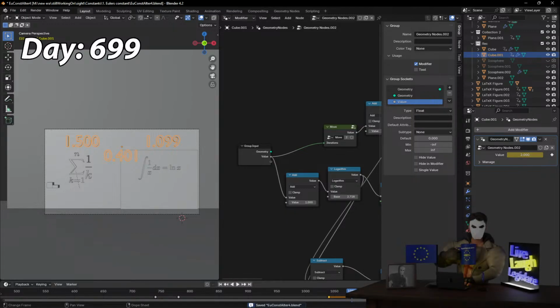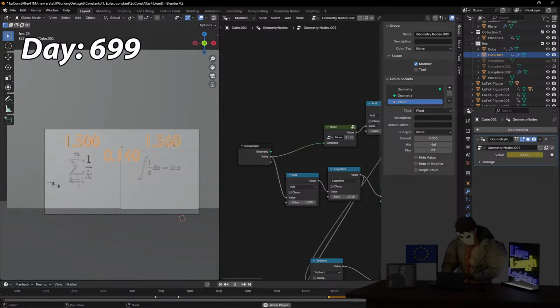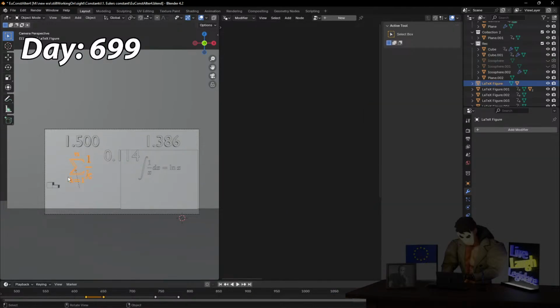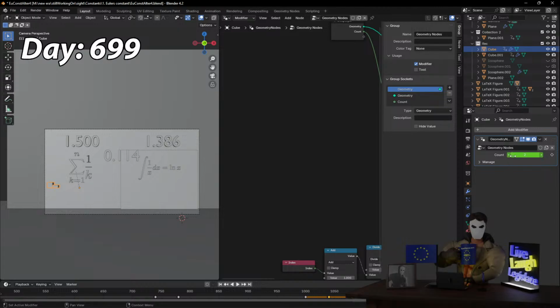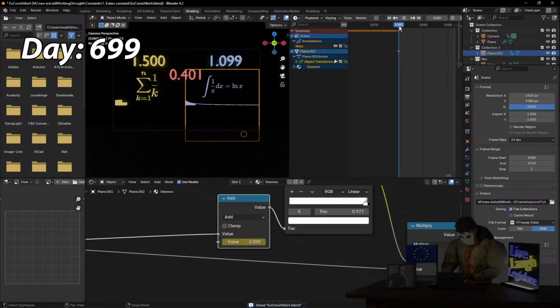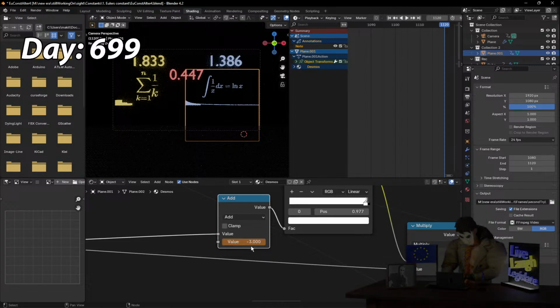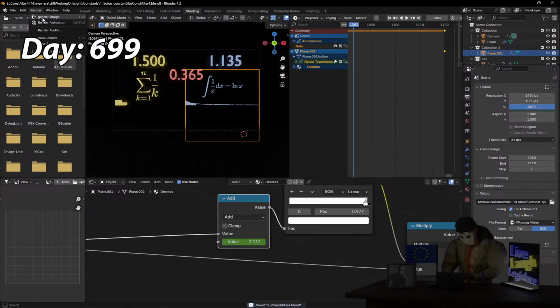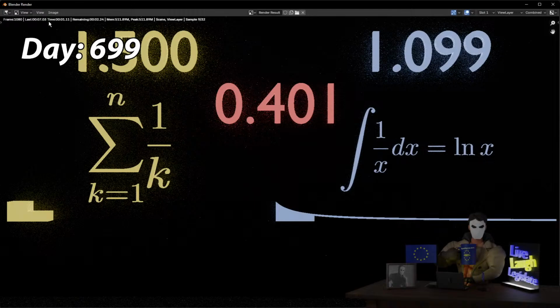Now we use 2. 2, 3. And right here 2. And 3. And right here 2. And negative 3. And render animation.